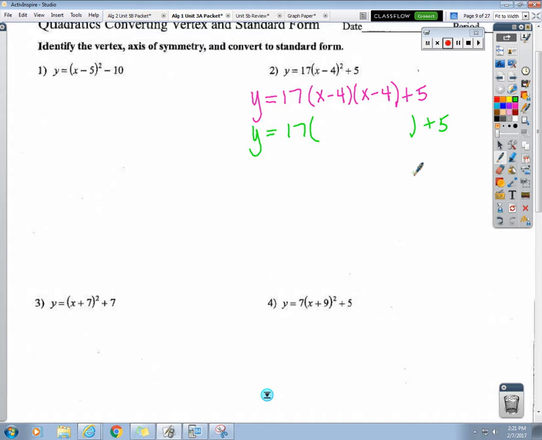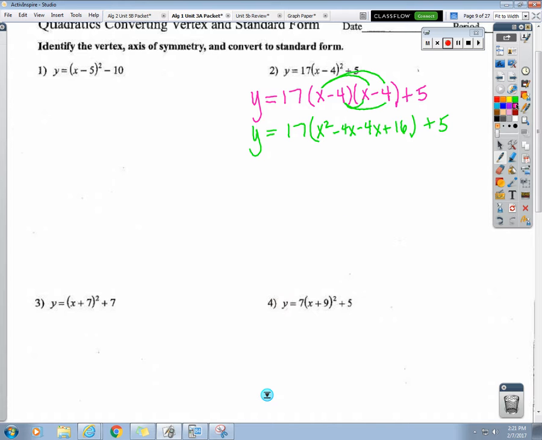Now, some of you don't really understand FOIL, so you can also just call it distribution. You have to distribute the x to this x, which would be x squared. You have to distribute the x to the negative 4, which would be negative 4x. You then have to distribute this negative 4 to x, which would be negative 4x, and this negative 4 to negative 4, which would be positive 16.